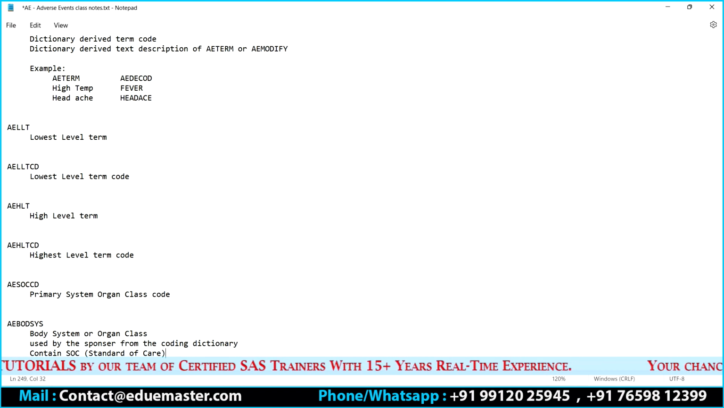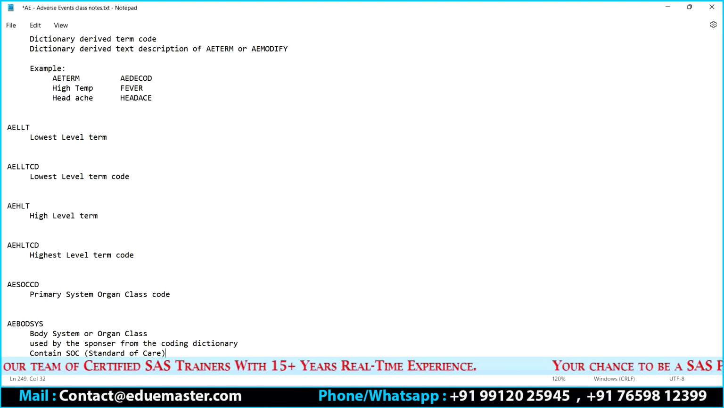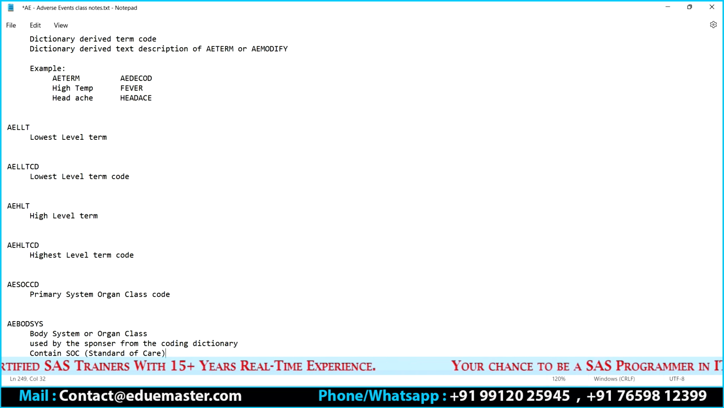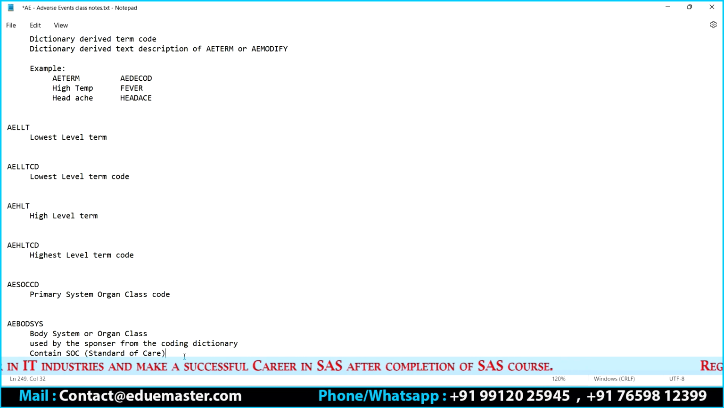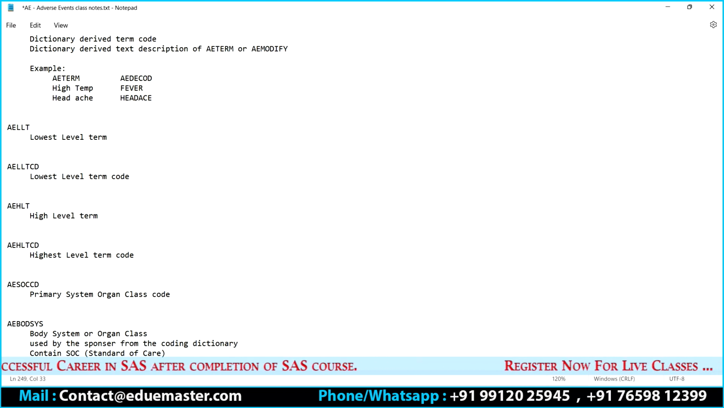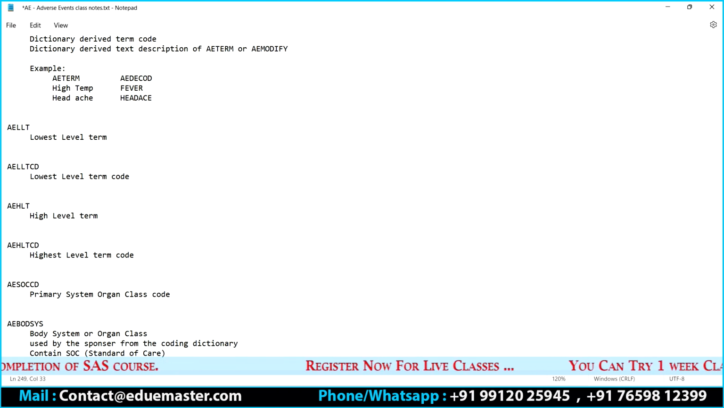Why do we need to use this particular one? You already talked about primary SOC at the top, correct? Primary system organ, we have already talked about it. It may not be related to your primary SOC, but the sponsor can use this particular one. That's because it is going to contain the information about analysis and summary. That is, this also has information about standard of care.